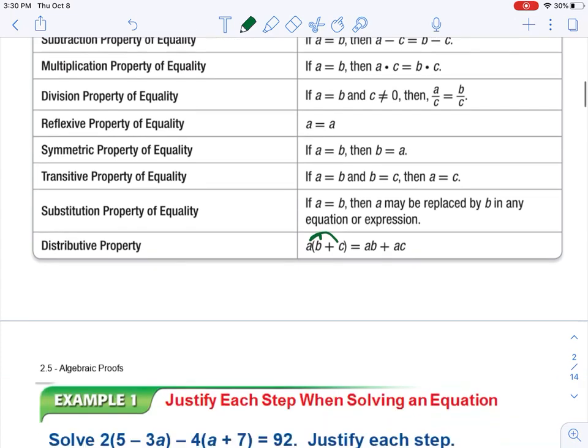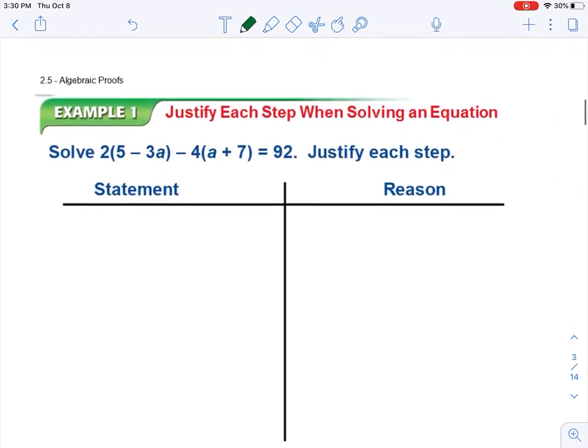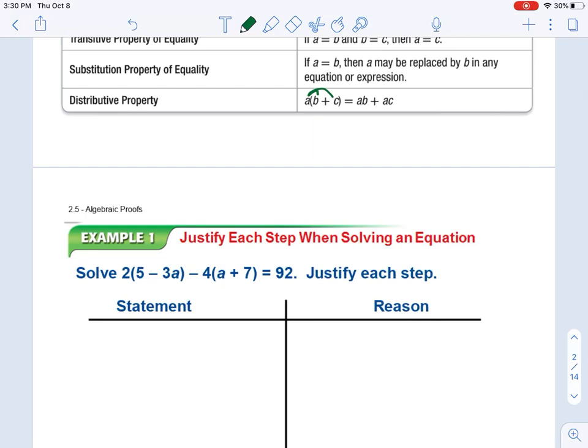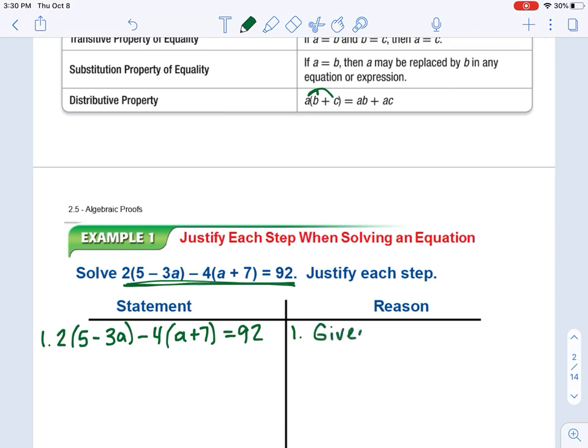Okay? So, we're going to start with a proof. We always start by, well, first of all, labeling them, and then writing our given. You should never miss statement 1 and reason 1. These are what we are given. And then our reason for the first one is always given. Never miss it.